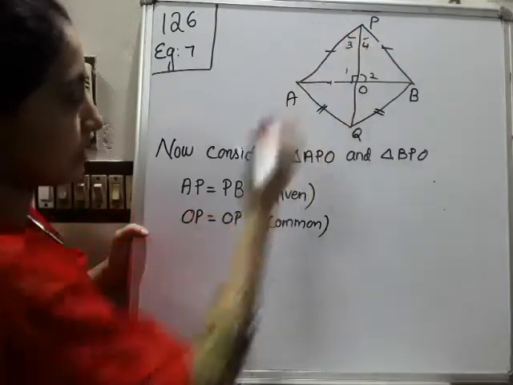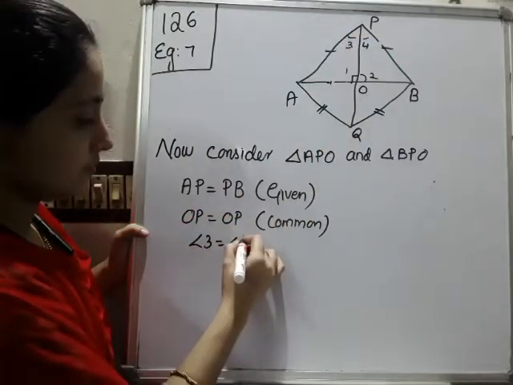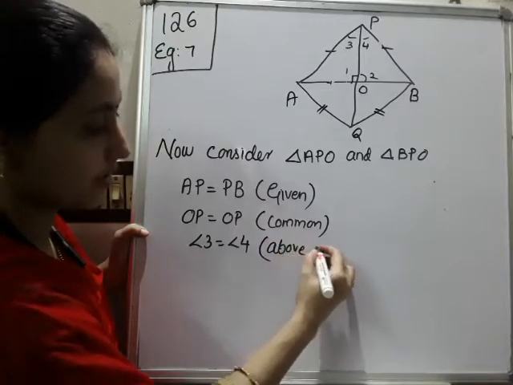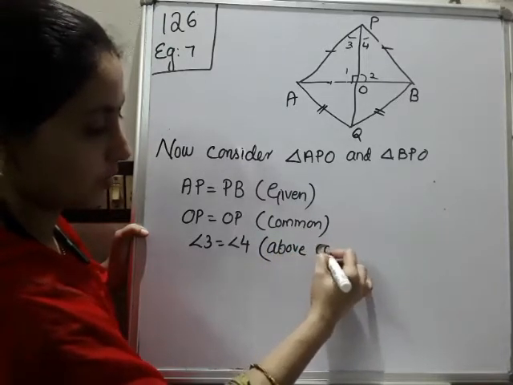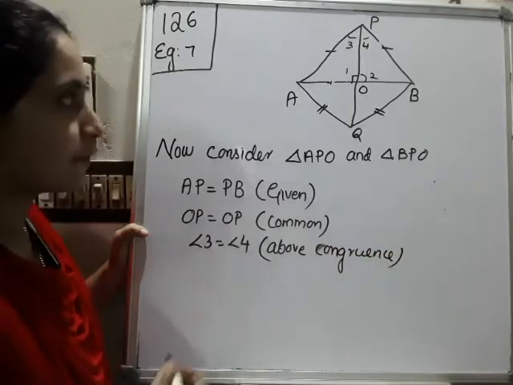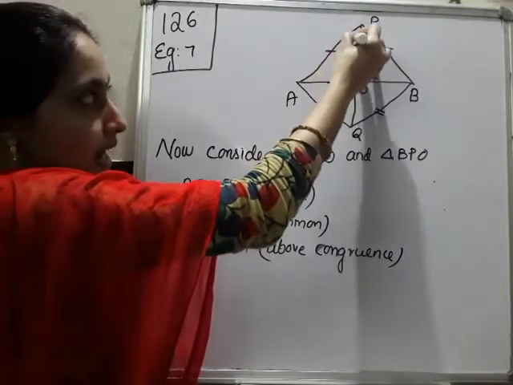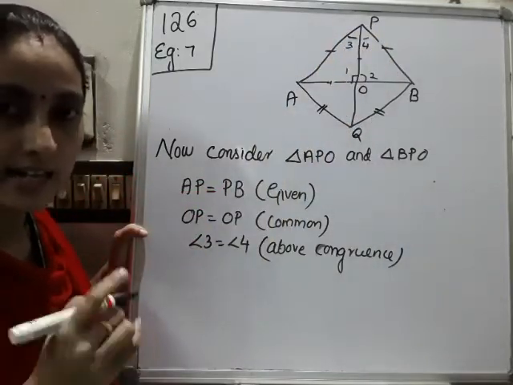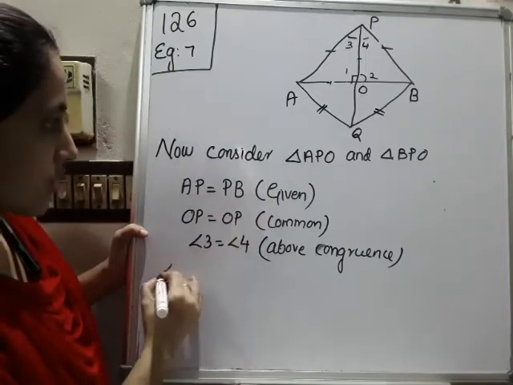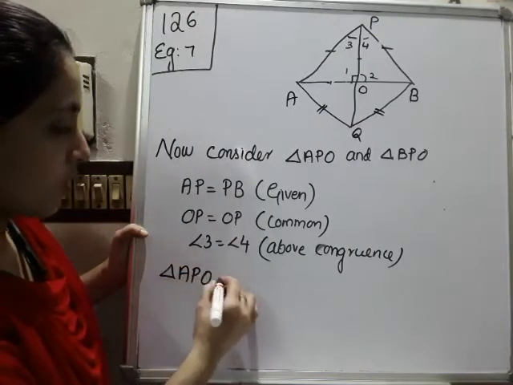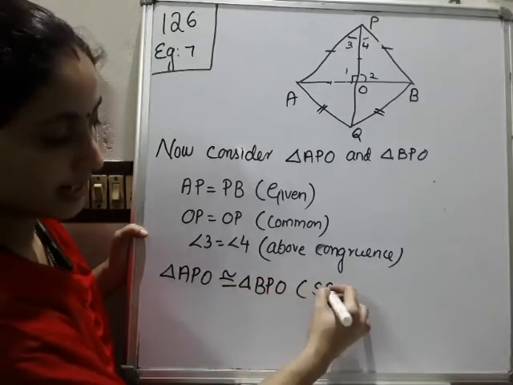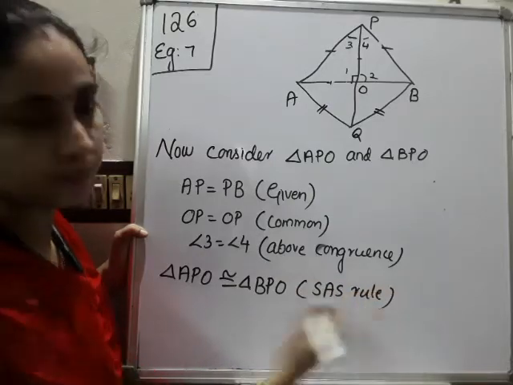Okay, then angle 3 is equal to angle 4. That is above congruence, which we already proved. So side, angle, side. Yes, SAS congruence rule. So we can write triangle APO is congruent to triangle BPO. The reason is the SAS rule.